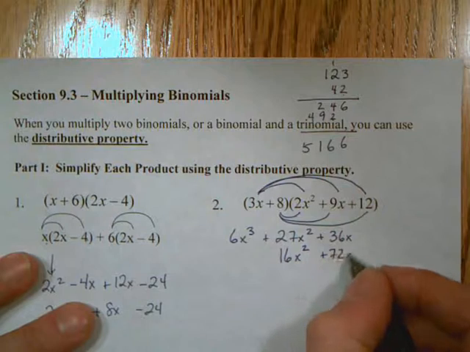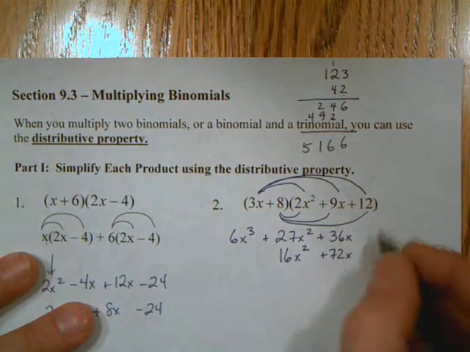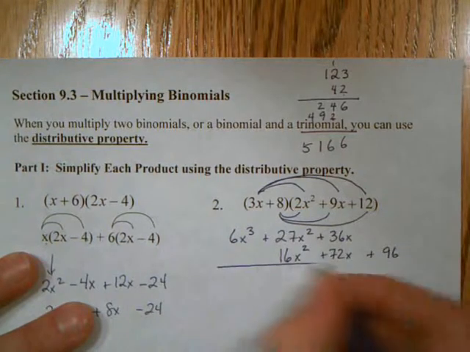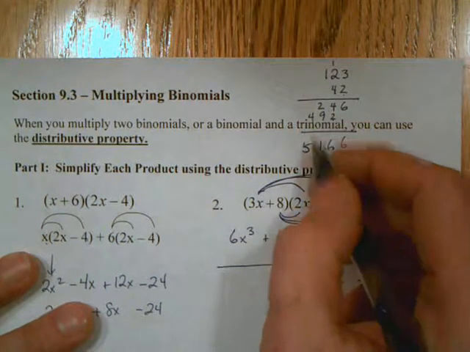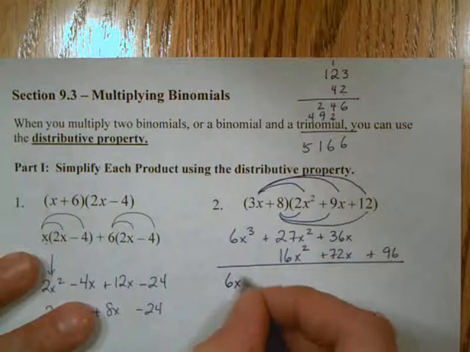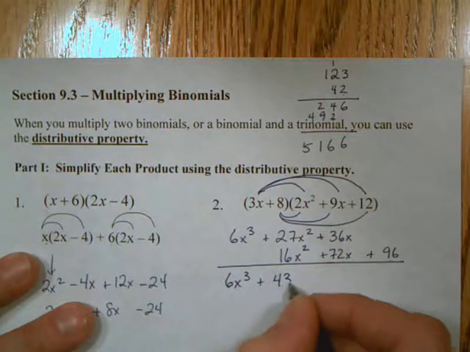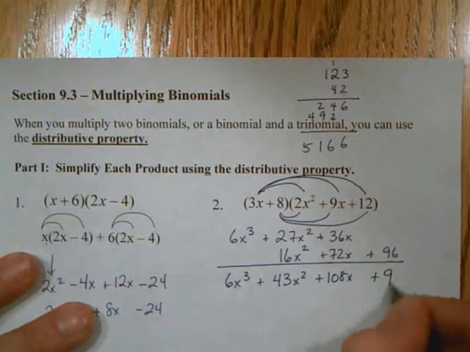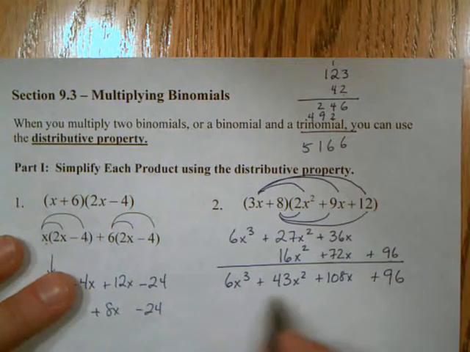8 times 2x squared is 16x squared, so I'm going to write that under my x squareds. 8 times 9x is 72x, I'm going to write that under my x's. And 8 times 12 is 96, so I'm going to write that alone, just like I wrote my tens, my ones, and my hundreds. I now add up my terms that are alike.